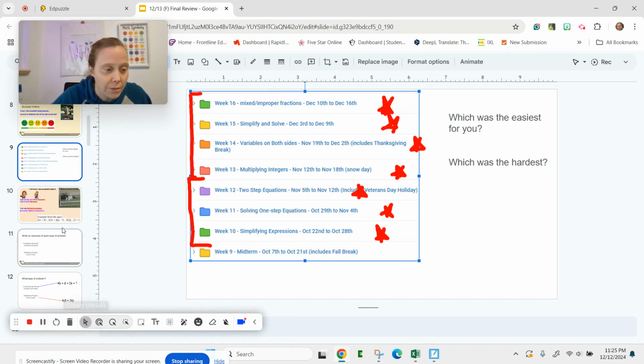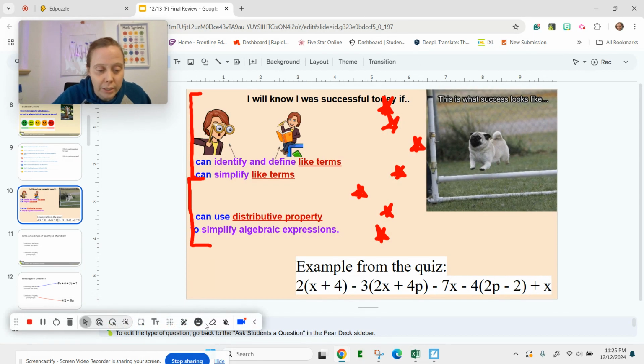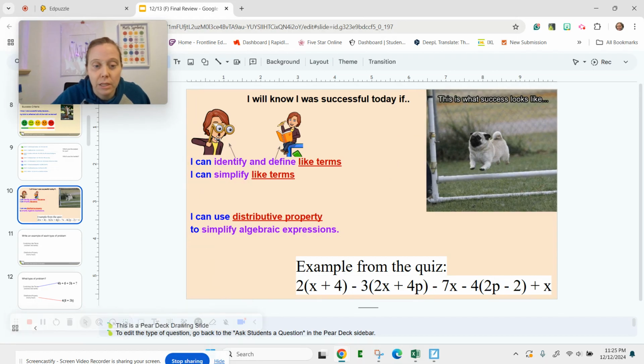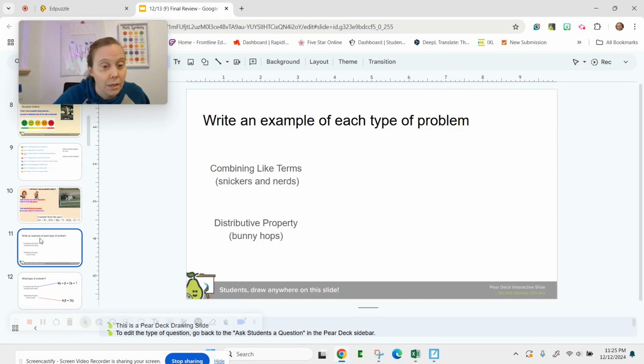Alrighty, so on this next part, we were talking about like terms and how we simplify with those like terms, and then distributive property. You may or may not remember exactly what these look like. But I want you to think about combining like terms first. My hint to you guys is that it involves Snickers and Nerds. So in the box, I want you to write an example of a combining like terms problem. If you're not sure, just do your best guess, okay?